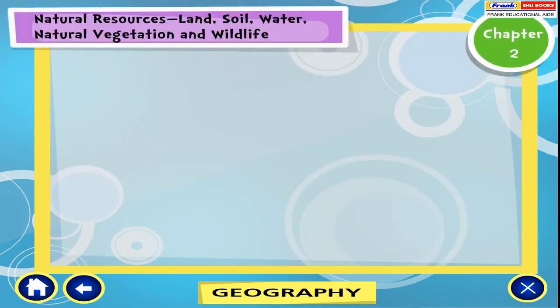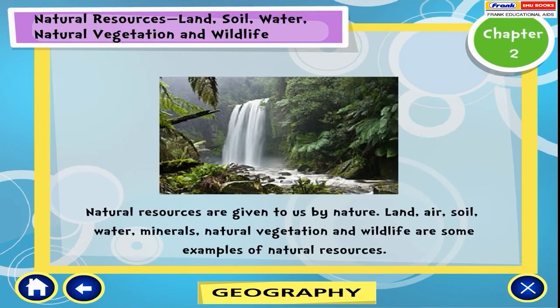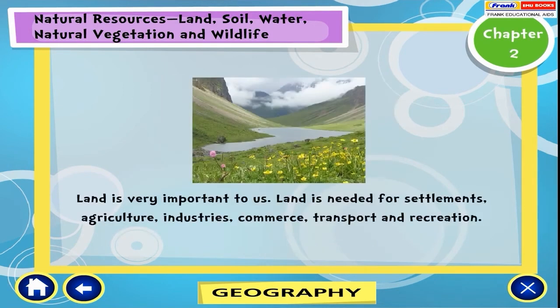Natural resources: land, soil, water, natural vegetation and wildlife. Natural resources are given to us by nature. Land, air, soil, water, minerals, natural vegetation and wildlife are some examples of natural resources. Land is very important to us. Land is needed for settlements, agriculture, industries, commerce, transport, and recreation.